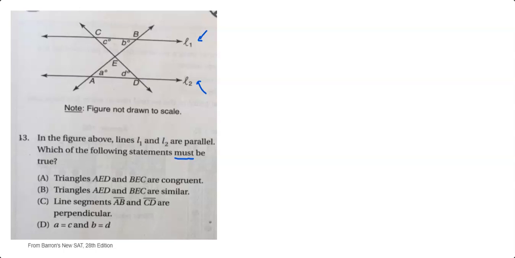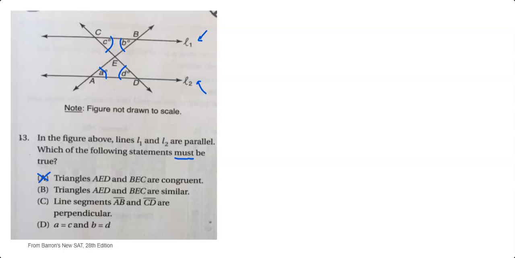Triangles AED and BEC are congruent. Well, we know the angles because these are parallel. That means angle B is congruent to angle A. That's alternate interior angles. And we also know that angle C is congruent to angle D. But we don't know anything about the lengths. There's nothing given there, so we don't know if they're congruent. Congruent means the same angles and the sides are the same length. So we eliminate that one.